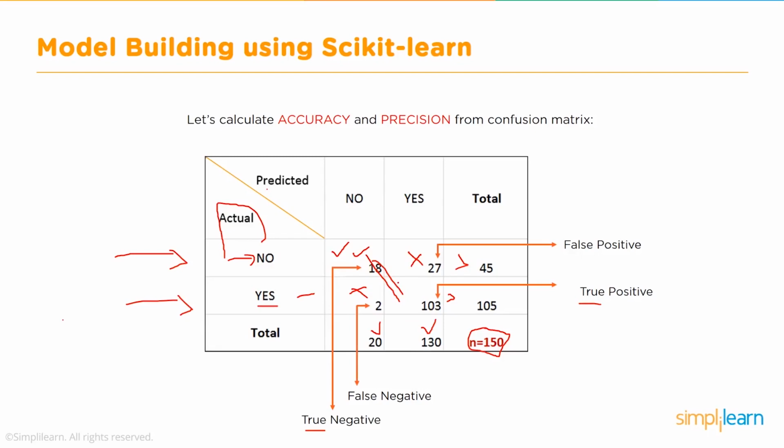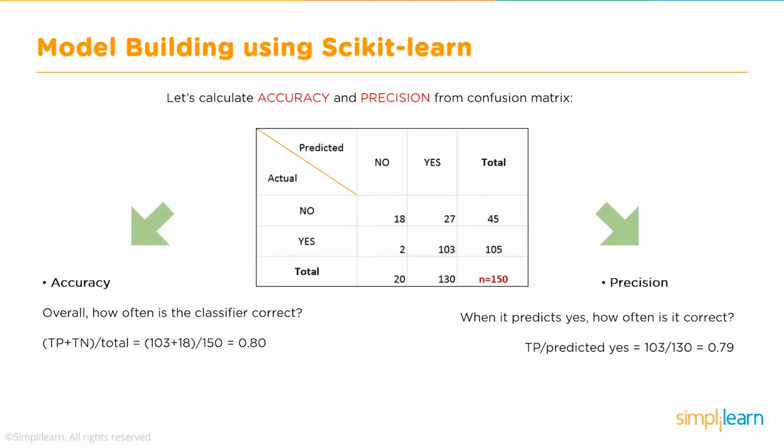Okay. Now, how do we calculate accuracy from this information. So the way to calculate accuracy is, we'd say, okay, the total observations are 150. And what are the correctly predicted values? These are the correctly predicted values, which is 18 plus 103. So this will give us our accuracy. So 103 plus 18, which is 121, divided by our total observations, which is 150, is our accuracy, which is 0.8, or we can say it is 80%.